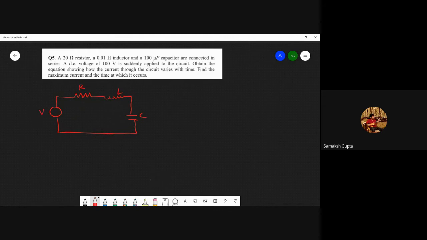Right now we are in DC only, so this is a DC source, and we'll say that some current I is flowing, and this current would be changing with time because we have energy storing components L and C. If I start to write the KVL, my KVL would begin as V minus IR minus L di by dt minus Vc is equal to 0. Is this much fine?